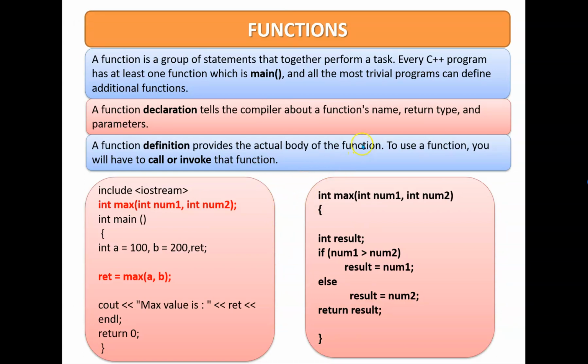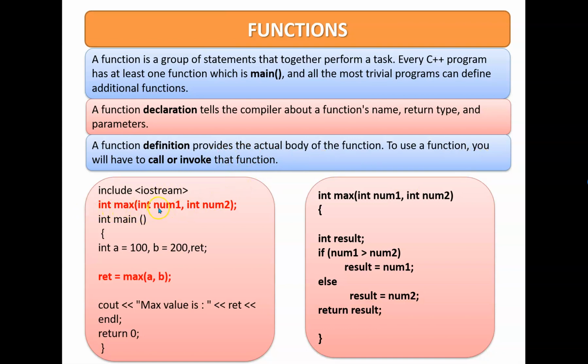So functions. A function is a group of statements that perform a task. Every C++ program has one called main, and that's where we start. And a function declaration tells the compiler about a function's name, return type, and parameters. This is also called a function signature. A function definition provides the actual body of the function. To use a function, you have to call or invoke that function.